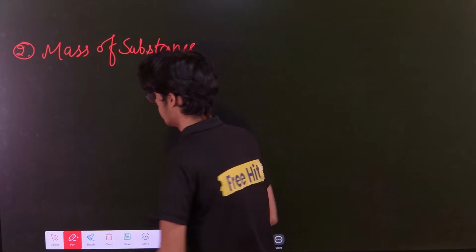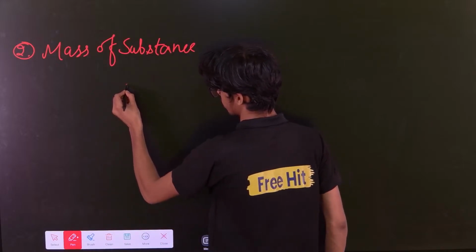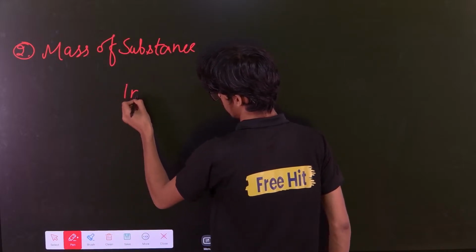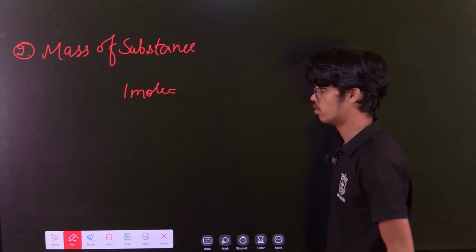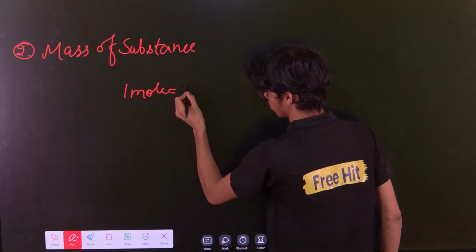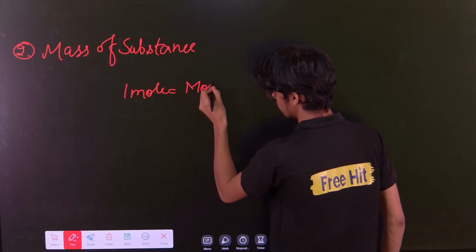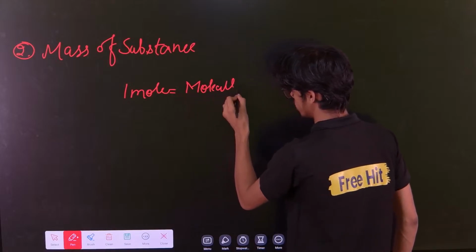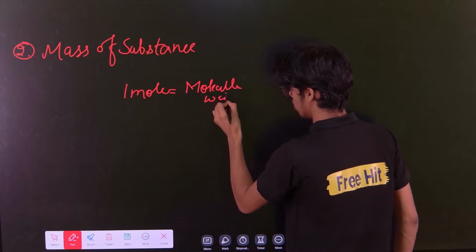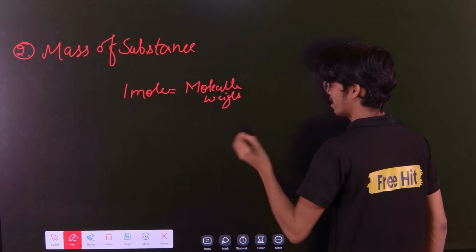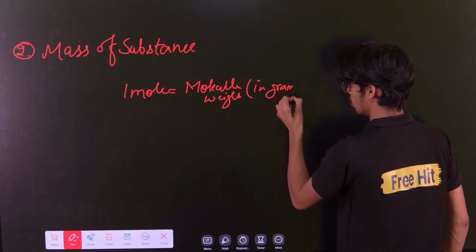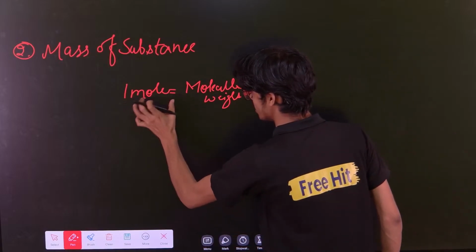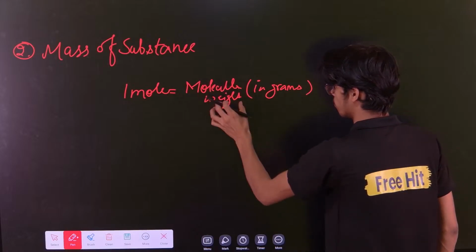Remember, what is the weight of 1 mole of a substance? 1 mole of a substance is always equal to the molecular weight, but in grams. So 1 mole of anything is equal to the molecular weight in grams.